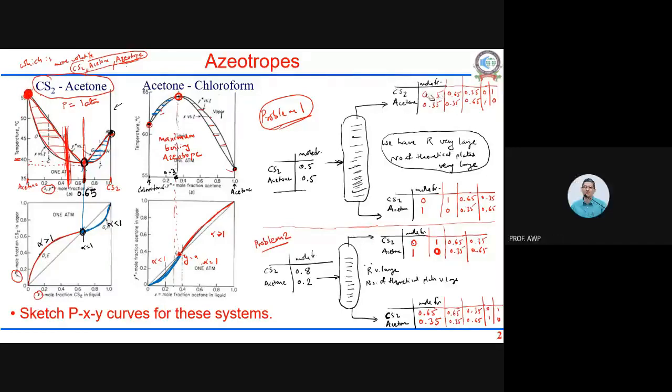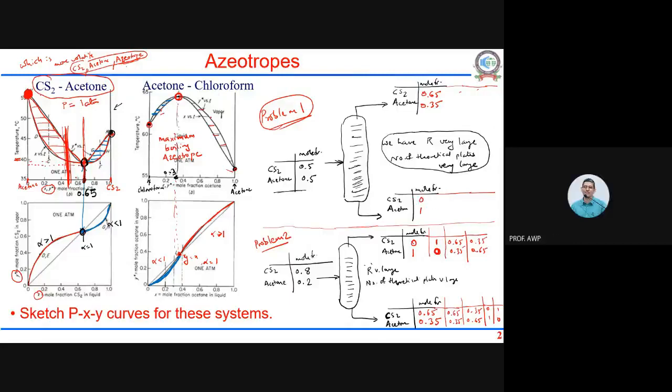So now you tell me compositions. Tell me what will be there at the top and what will be there at the bottom. Top, more volatile. What is more volatile? Azeotrope. What is the azeotropic composition? 0.65, 0.34. At the bottom, less volatile. 0.1.